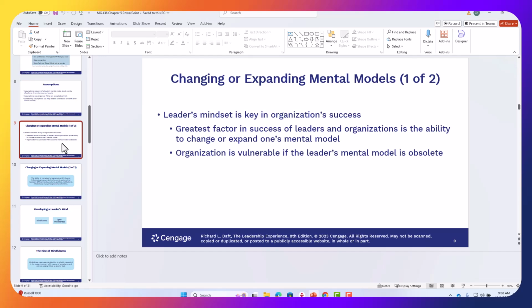An organization is vulnerable if the leader's mental model is obsolete. So if you don't have one, or if you have one and you refuse to change it, you can run into problems within an organization.